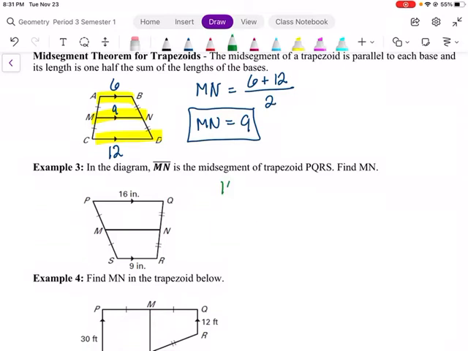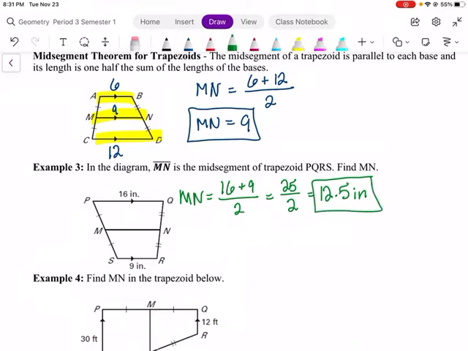So when you did this problem, you should have added 16 plus 9 and divided it by 2, and that's going to be the length of our mid-segment MN. And this would give us 25 over 2. You'll notice we will get a decimal answer, and that is okay. And it should have been 12.5 inches for our final answer.